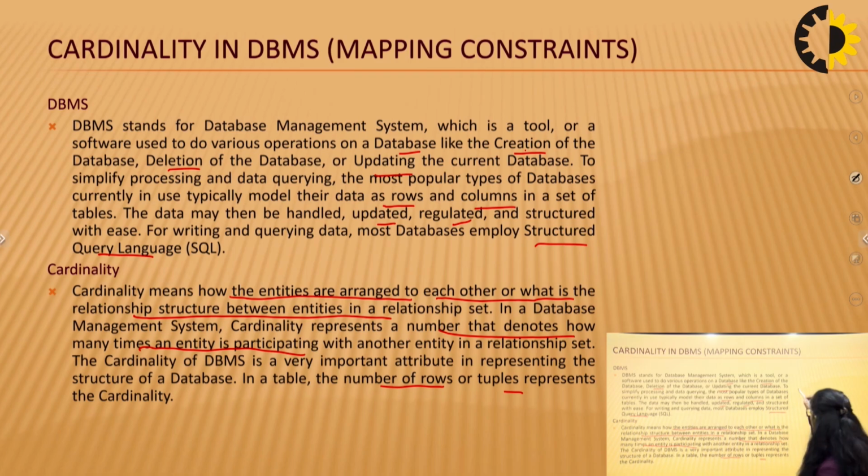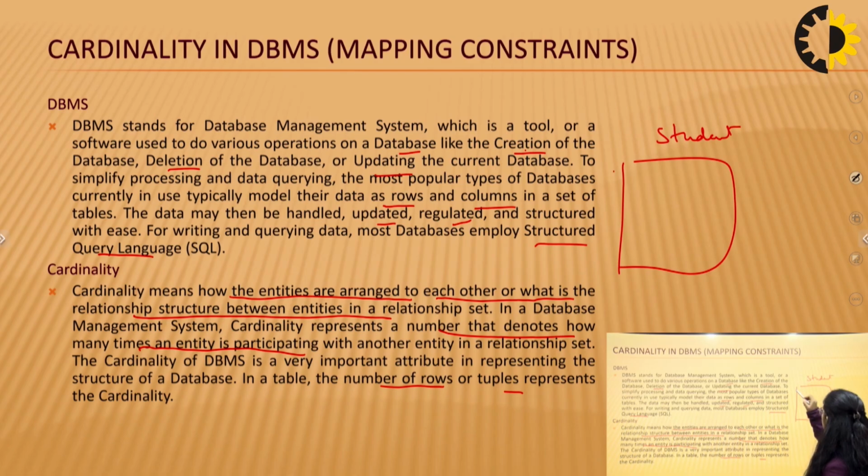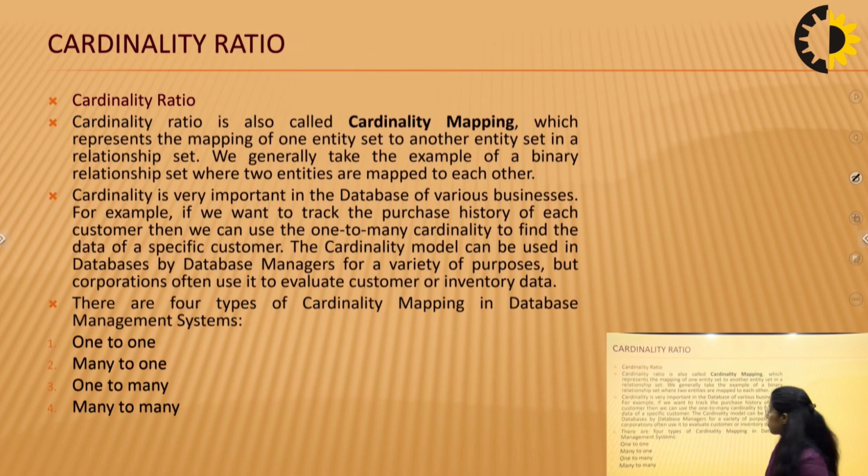For example, we have a student table and there are 1000 students enrolled. So there will be 1000 students' data. So cardinality of this particular table will be 1000. Now the cardinality ratio. It is also known as cardinality mapping, which represents the mapping of one entity set to another entity set in a relationship. We generally take the example of a binary relationship set where two entities are mapped to each other.